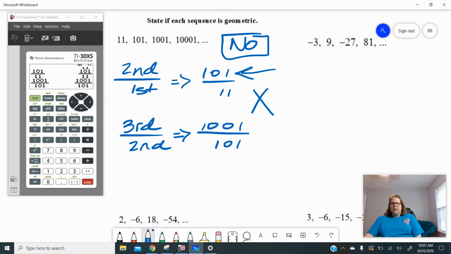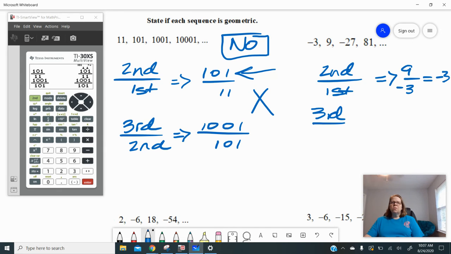All right. Let's take a look at the next one. So we're going to do second divided by the first, as always. So the second term here is 9, and the first term is -3. So 9 divided by -3 is -3. All right. It doesn't matter what your answer is. It matters that you compare your two answers. So third term divided by the second. Third is -27. The second is 9. And negative divided by positive is -3. All right, those are the same.